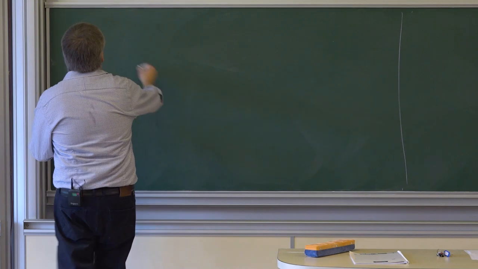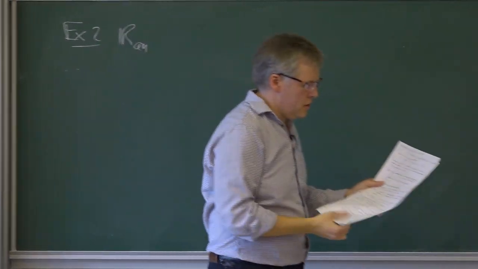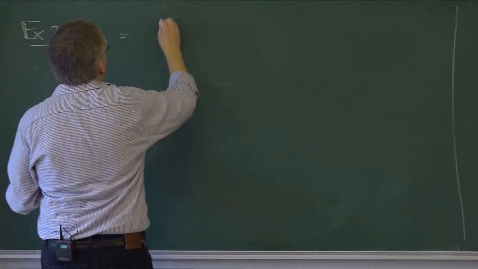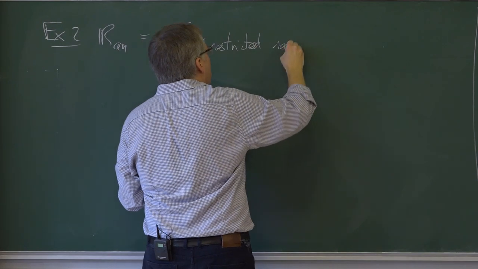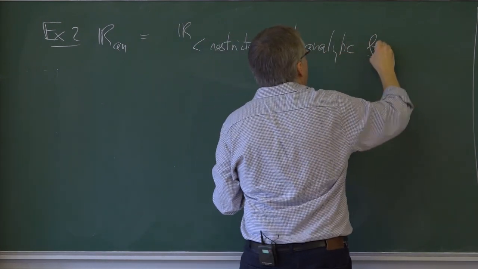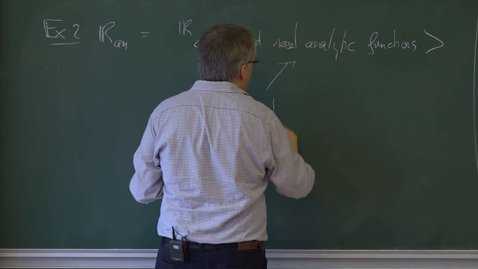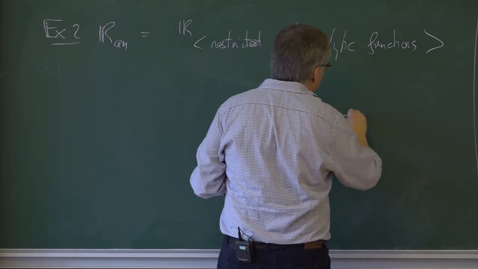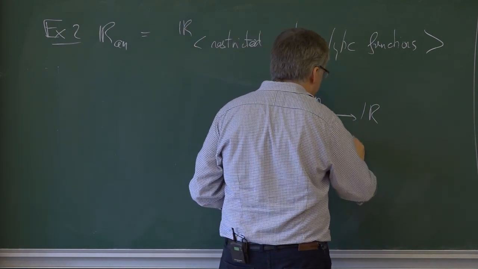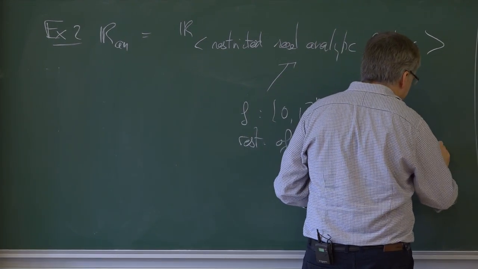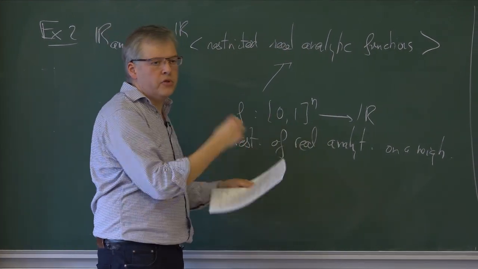So what are the examples that you can get this way? You get Ran. So what is Ran? This is R generated by the collection of restricted real analytic functions. So what are those things? These are functions from a multi-cube to R, which are restrictions of real analytic functions on a neighborhood of this cube, and you extend them to Rn by putting zero outside of the cube.